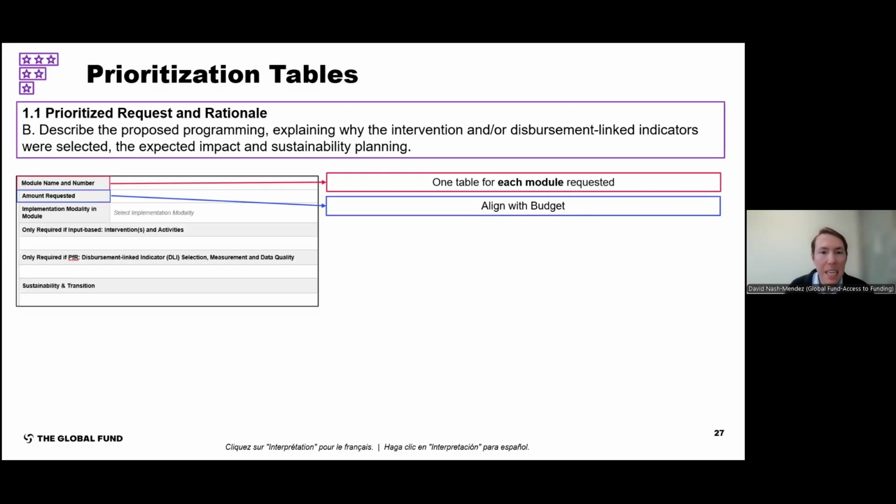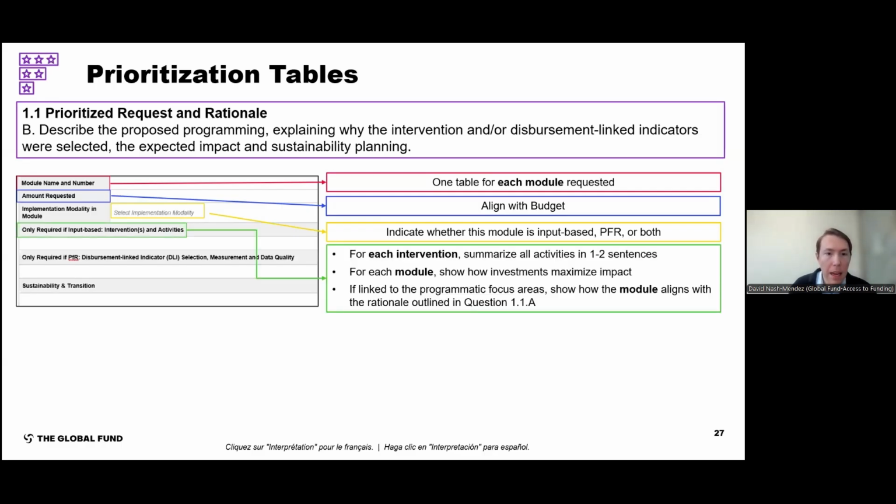Yep. This is the amount requested. And it's important to make sure that this is aligned with the budget. And again, please follow the budgeting guidelines to make sure that this is set up correctly. Next, in the yellow box, this is the implementation modality. This section is for the applicants where the module is input-based, whether it uses payment for results or a mixture of both. And this should align with the approach that was discussed in question 1.1a.